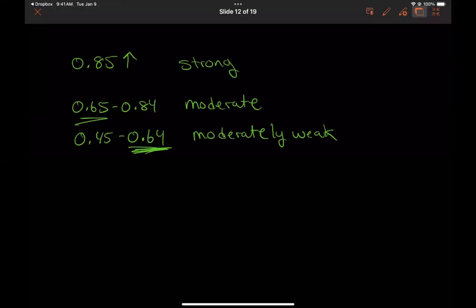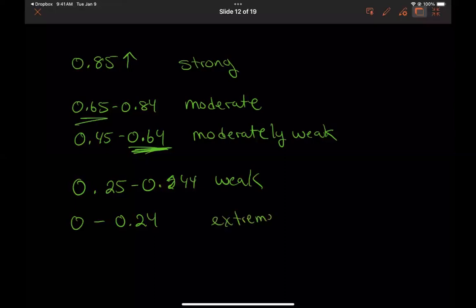And I know we all like to have rules set in stone, but probably about 0.25 to 0.44, I would call weak. And then anything 0 to 0.24, I would call either extremely weak or very weak, or say no relation. At 0, you're going to say no relation.